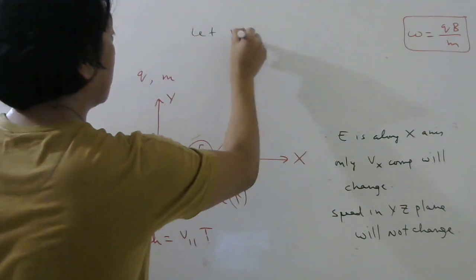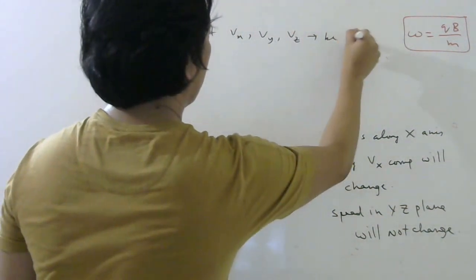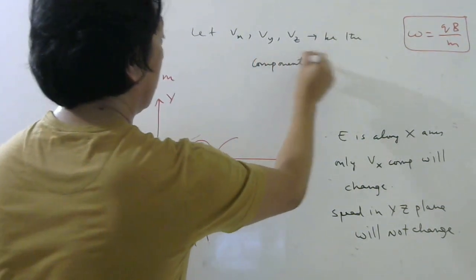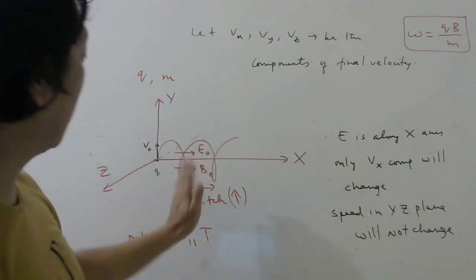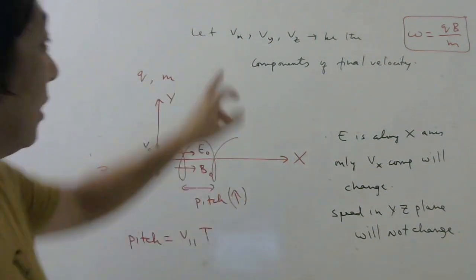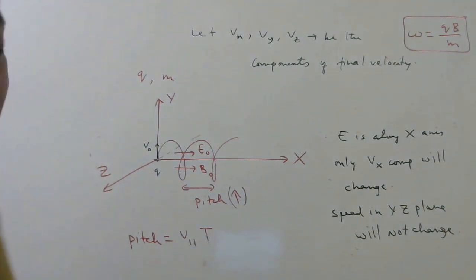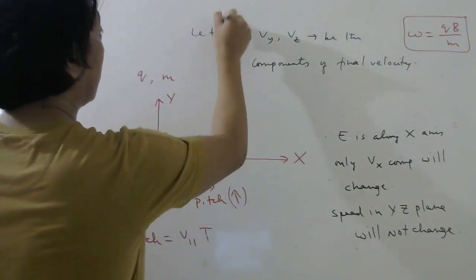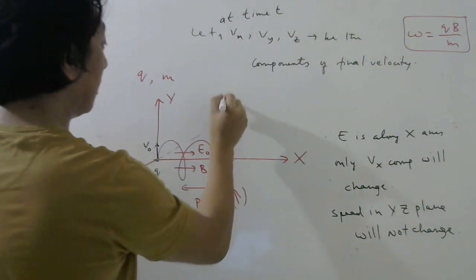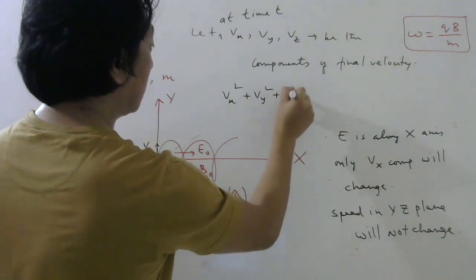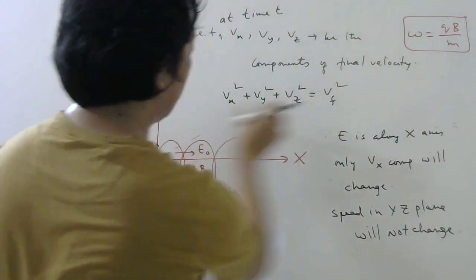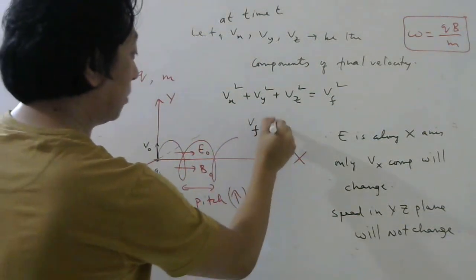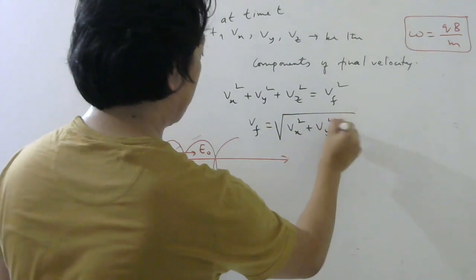Let Vx, Vy, Vz be the components of your final velocity. After some time, wherever the particle will be, it will have some velocity, and therefore some components of the velocity. At time t, these are the components. Now you know from vector knowledge that Vx square plus Vy square plus Vz square will be the final velocity square. That means the final speed will be root over Vx square plus Vy square plus Vz square.